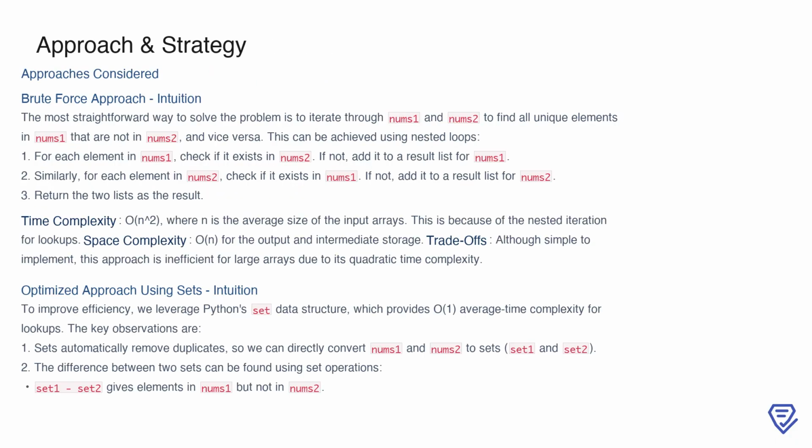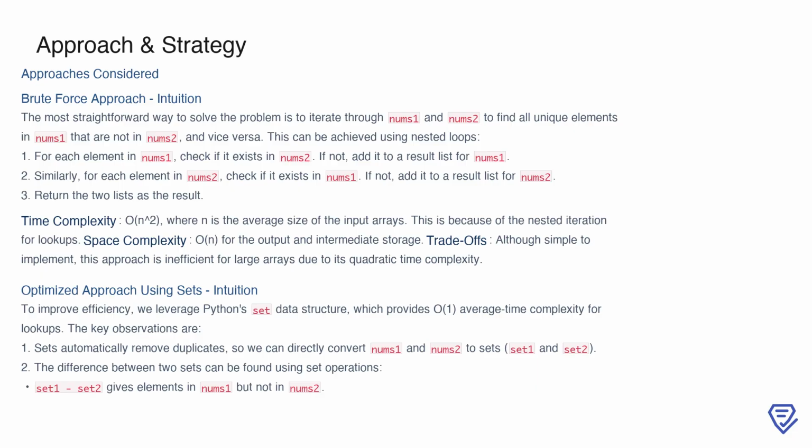To tackle this problem, we begin by considering different approaches. The most straightforward is the brute force method. Here, the idea is simple. For each element in the first array, we check if it exists in the second array. If it doesn't, we add it to a result list. Similarly, for each element in the second array, we check if it exists in the first array, and if not, add it to a separate result list. Finally, we return these two lists as our result.